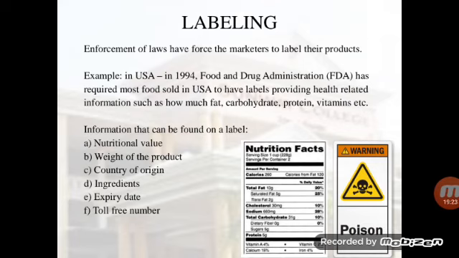The first function of labeling is that it defines the product and its contents, which means it gives you the information. It defines a product and it gives you the content of the product. A label is actually informative about the product's usage.